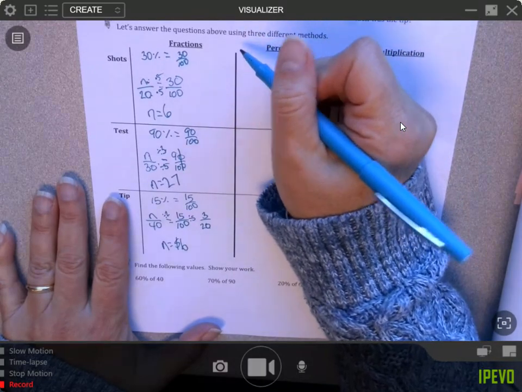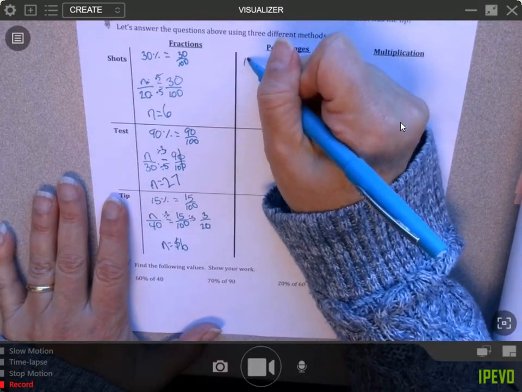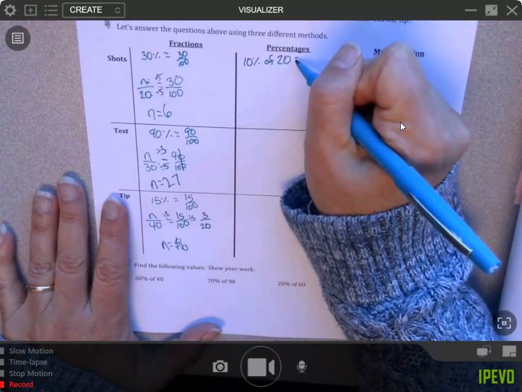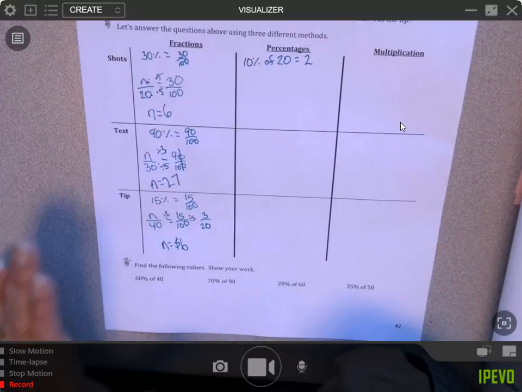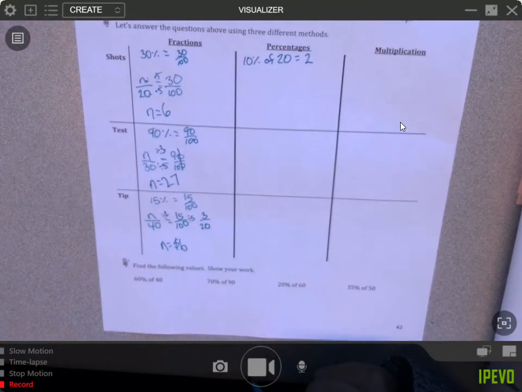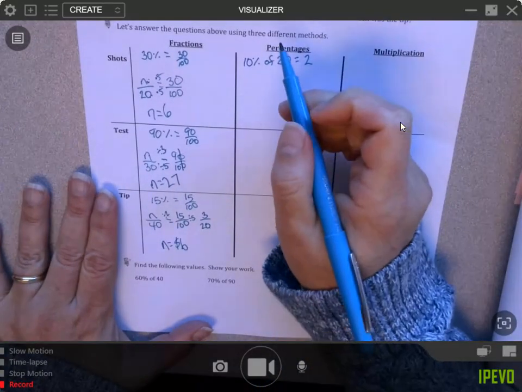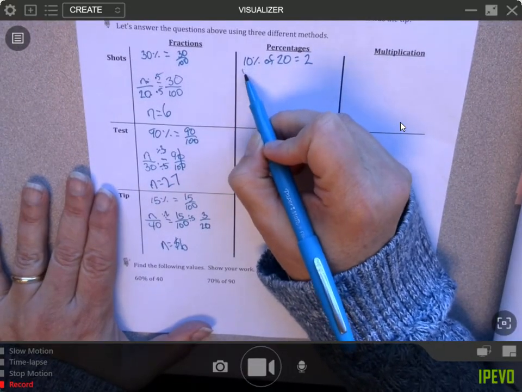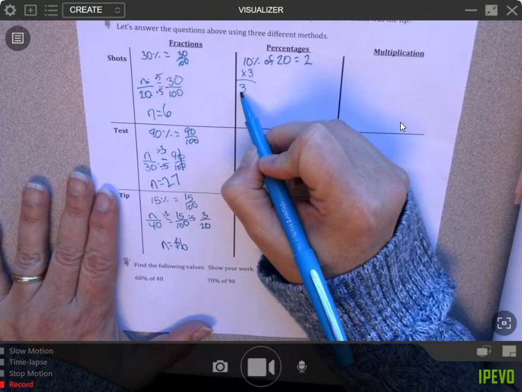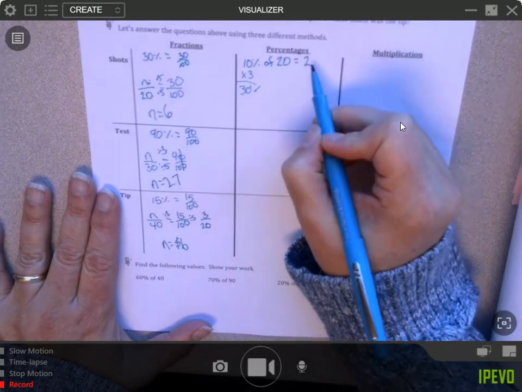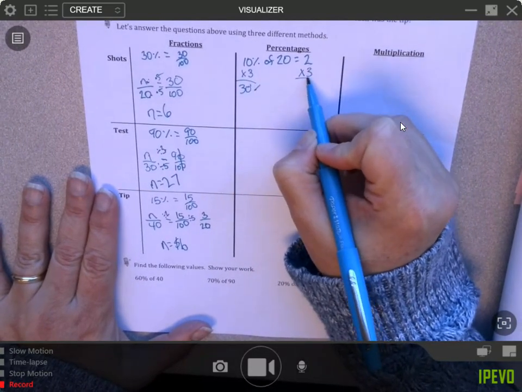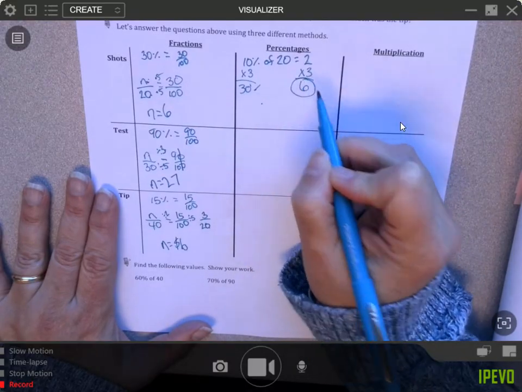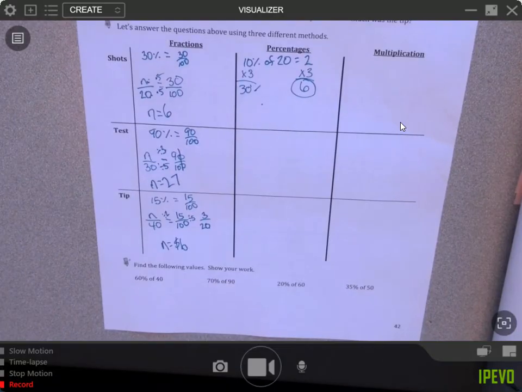I know that 10% of 20 would be 2. So I could say that 10% times 3 would be 30%. 2 times 3 is 6. So I know that she made those 6 shots.